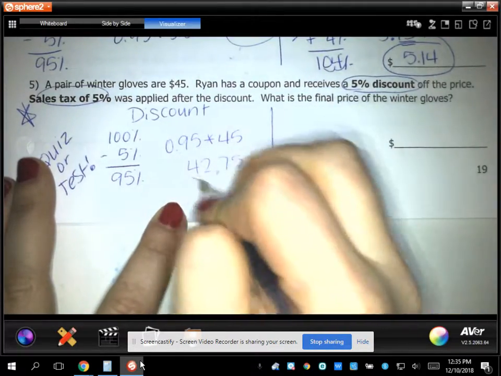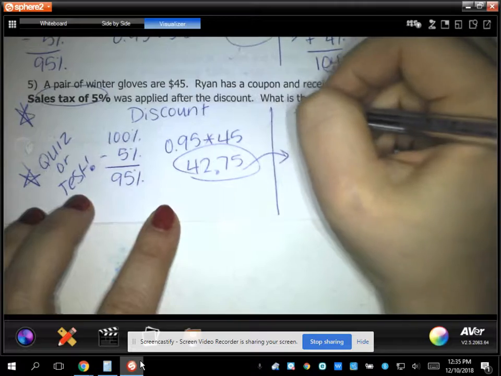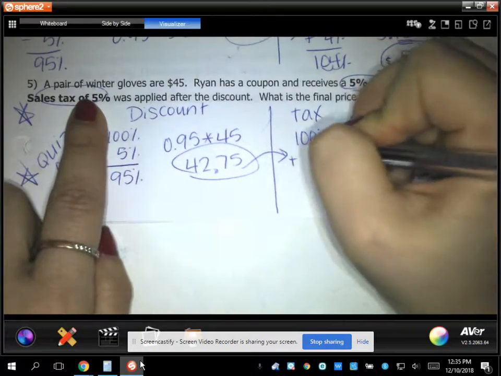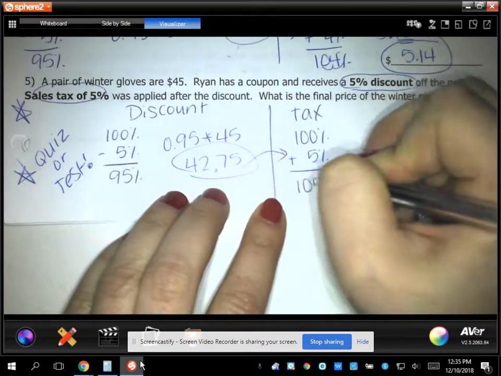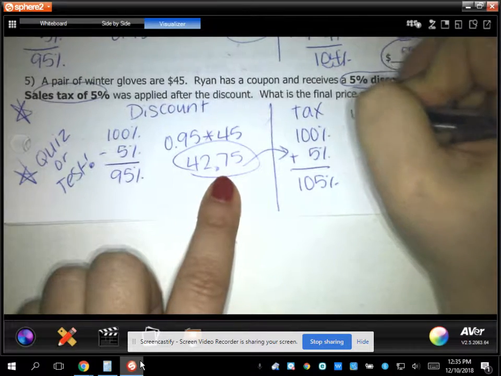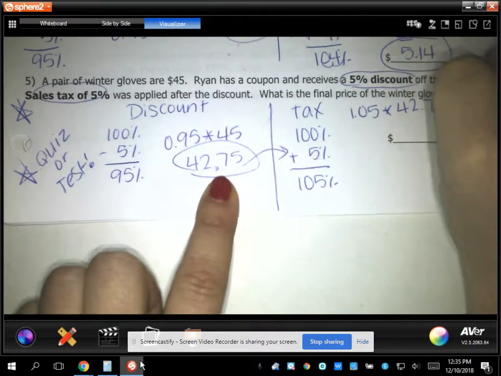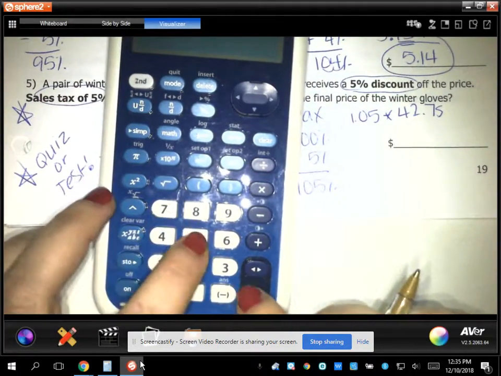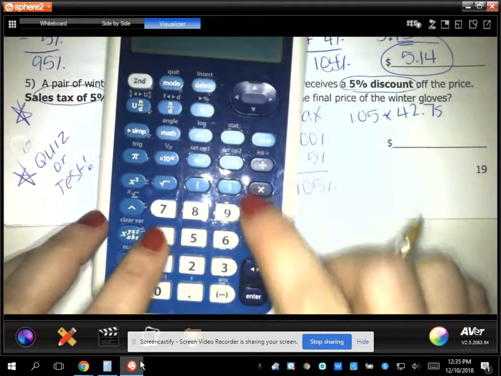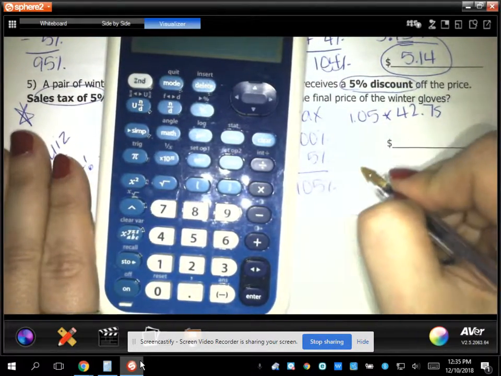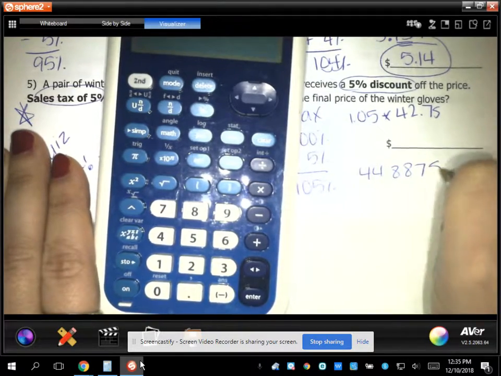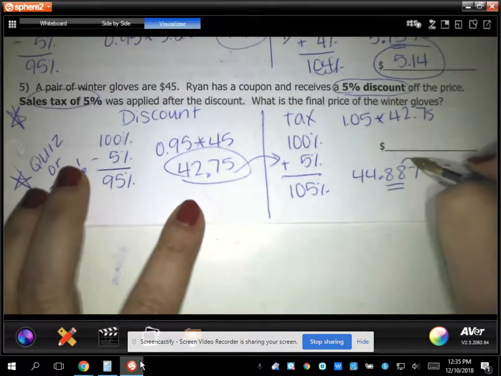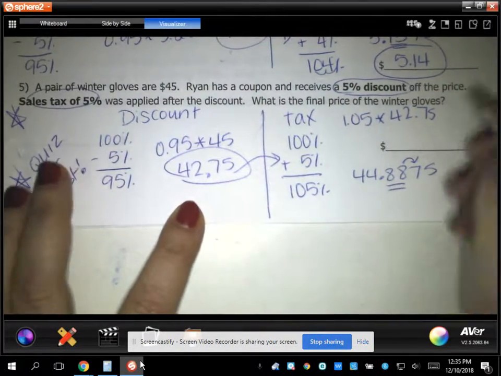$42.75. All right, I'm going to take this number and I'm going to apply tax, which means I need 100% of that number and 5% tax. So now I need 105% of this sales price of $42.75. 1.05 times $42.75 is 44.8875. All right. Should I keep it 88 or should I make it 89? Well, if the next number over is a 7, that means I have to give this a shove to 89 cents.